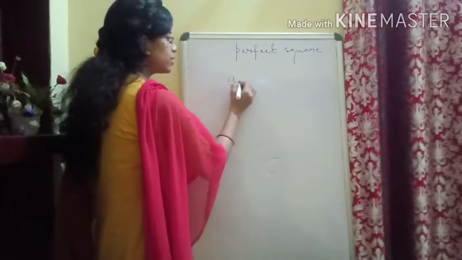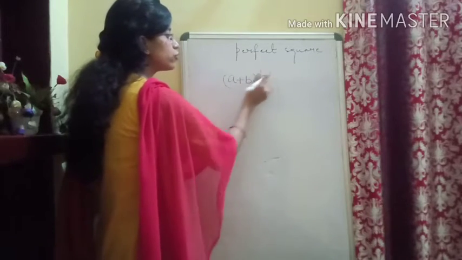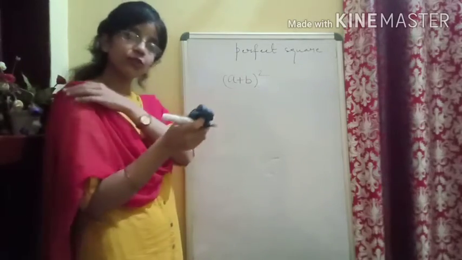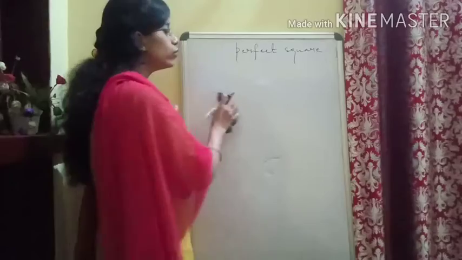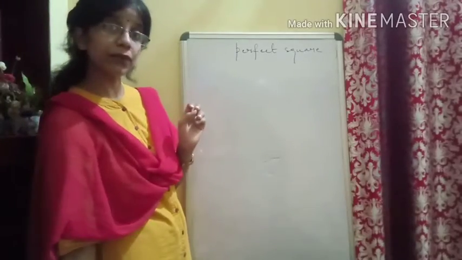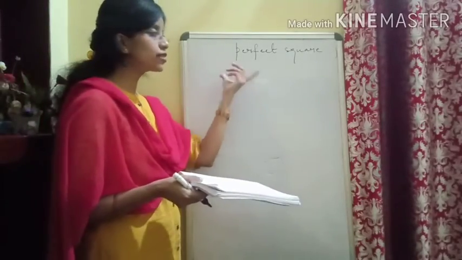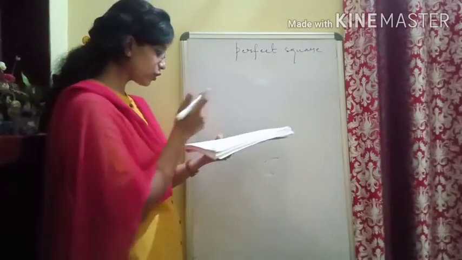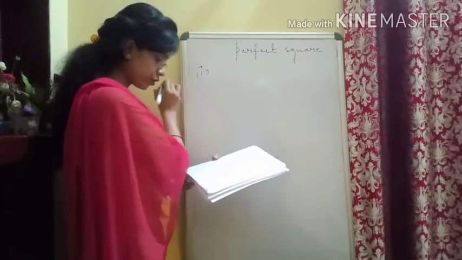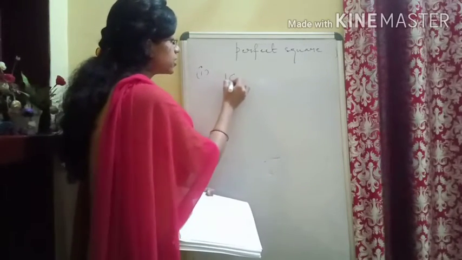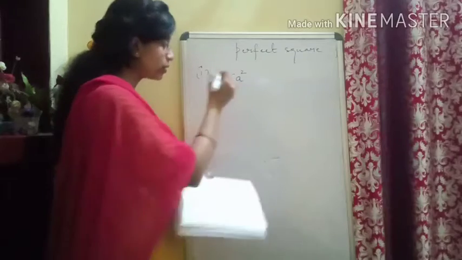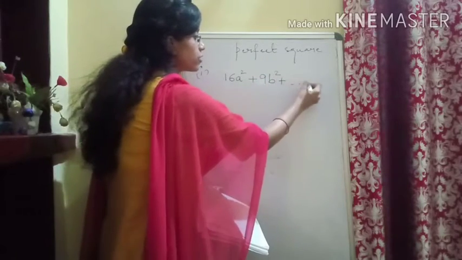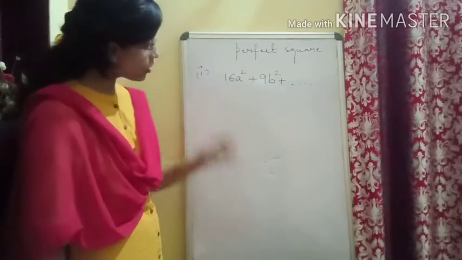So that means here what are we writing? We are writing like a plus b whole square. So we are writing some numbers and this square. That means we are making it a perfect square, and that's what we are going to do in our next question. We have to write the expression in terms of the square of some other term. Okay, let's take the first part of the question, that is 16a square plus 9b square. Now plus, this is the blank given.